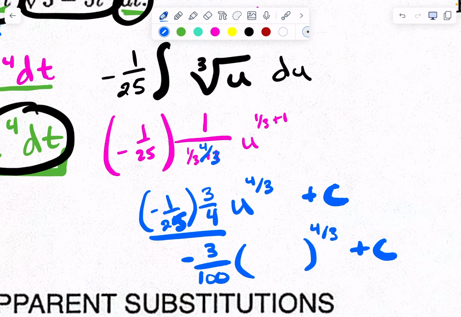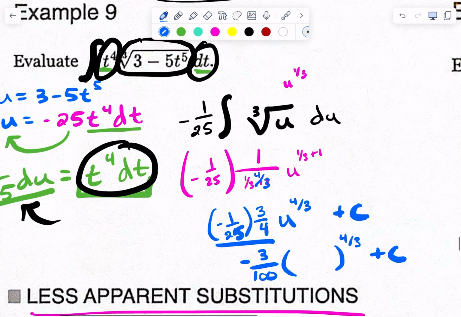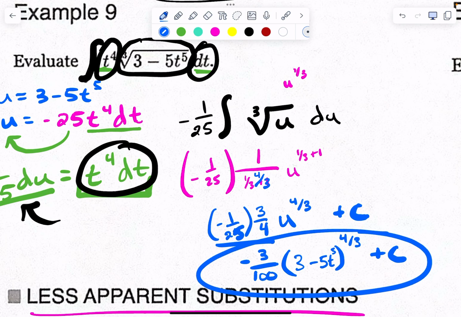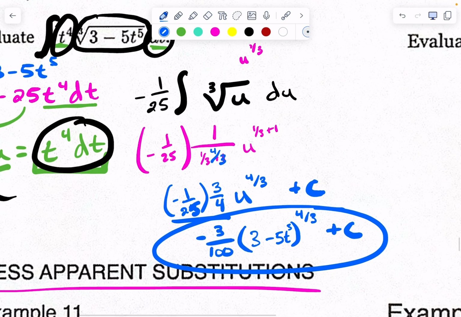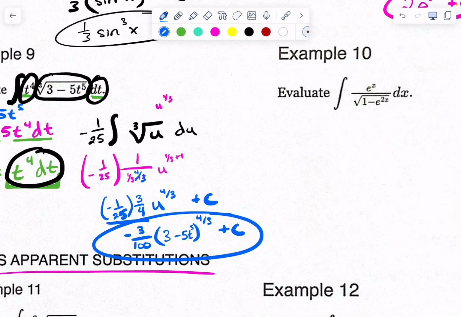But u I'm going to replace with what u was, which is 3 minus... Hold on, I need to uncircle my thing. Okay, that's what it will become. That is so disgusting. We need a quick pause moment here. Okay, I combine the 1 over 25 with the 3/4. That is very disgusting. It's 5 to the 3rd.